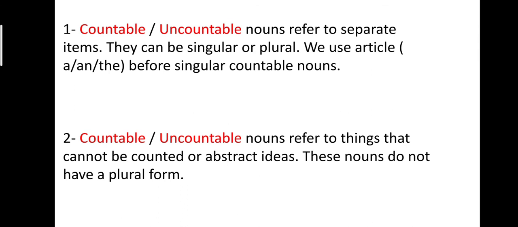Now I want you to choose countable or uncountable for each definition. The first one: these are nouns referring to separate items. They can be singular or plural. We use articles like a, an, and that before singular countable nouns. So this is countable nouns. Next, these are the nouns that refer to things that cannot be counted or abstract ideas. These nouns do not have a plural form, so this is uncountable nouns.